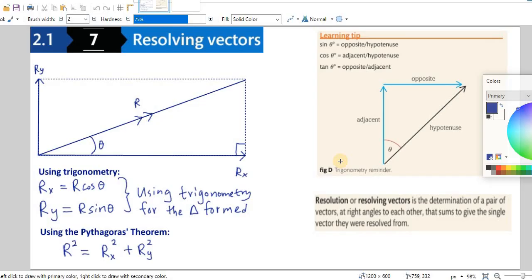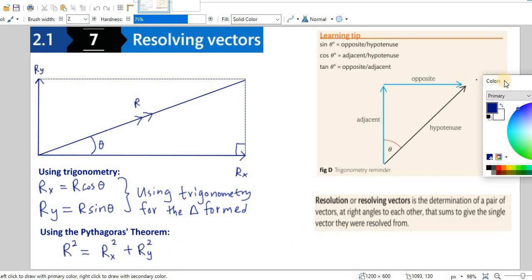That is what we learned previously. Now we are learning how to split this certain vector into its components. That's what we learned just now. Now anyway, previously this is what we learned using the Pythagoras theorem. R squared is equal to this side Rx squared plus this side Ry squared.